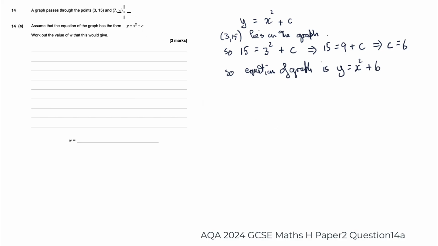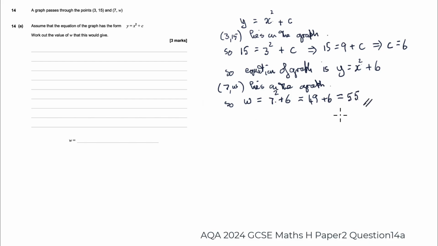Now, (7, w) lies on the graph, we're told. So again, if that point lies on the graph, its coordinates satisfy this equation. So w, that's the y coordinate, will equal the x coordinate, which is now 7, squared plus 6. 7 sevens are 49. When we add 6 to 49, we get 55. And as we said from the animation, w is a large positive number. So that all ties in.